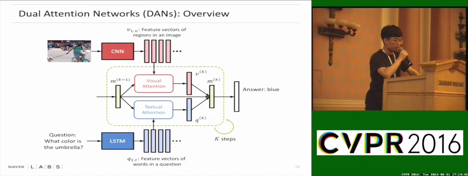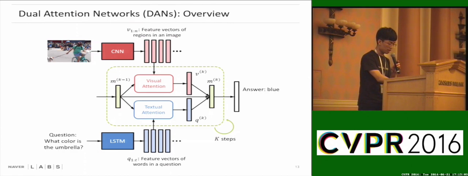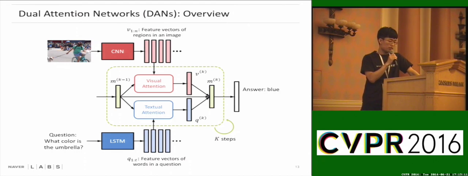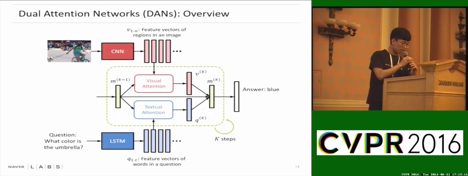This is an overview of the proposed method, which is referred to as dual attention network. At the top and bottom, we have image and question input modules to extract feature vectors from the image and question, respectively. At the center of the picture, there is the main block which performs visual and textual attentions and updates the memory with the attention outputs. It is repeated for several steps, and finally the answer is predicted from the last memory. Now I'm going to explain each component in more detail.